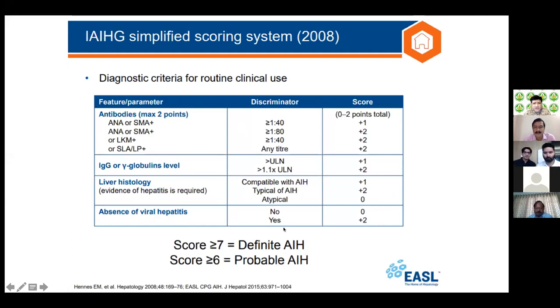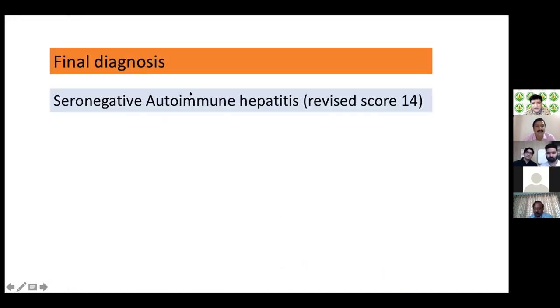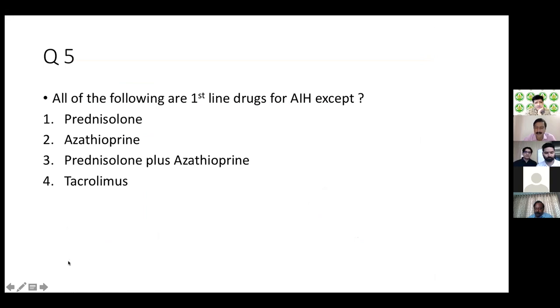Can we just score it? So 2 plus 2, 4. It will be probable. It will be 6. Probable, yeah, 6, sir. 6, okay, because we had absent autoimmune markers. Yes, absolutely. And since we know that the final diagnosis is seronegative autoimmune hepatitis, as Aman has already said, the revised score is more applicable here.